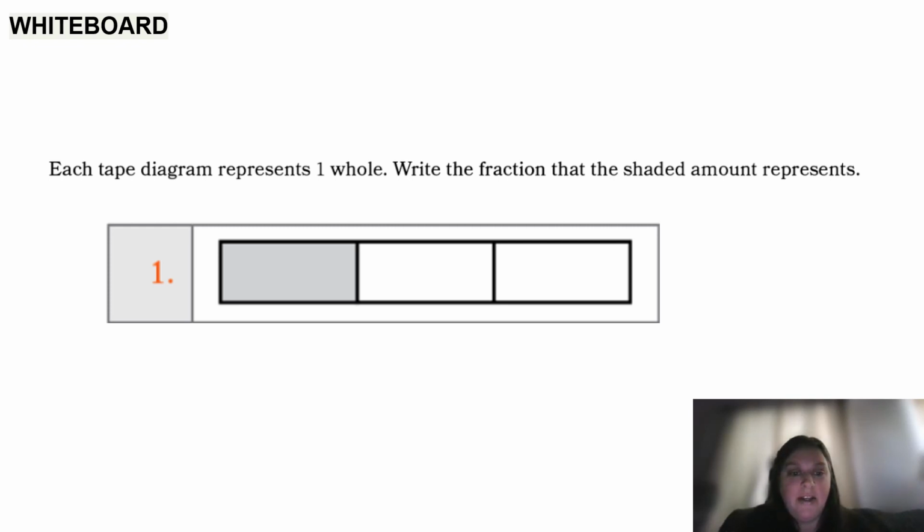Good morning, my dears. I am sorry that I'm not able to be with you today, but here is the learning that we would do.